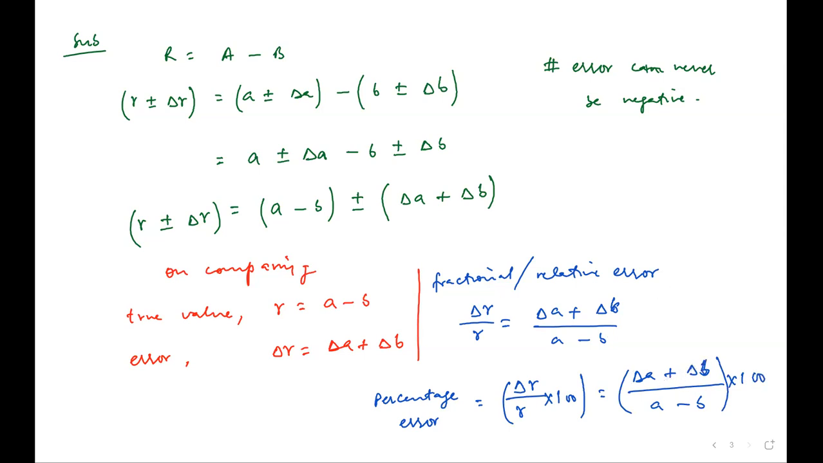So from this you conclude, while adding or subtracting, only the true part gets changed, but the error part will always be added. Is it clear? Just write it down.